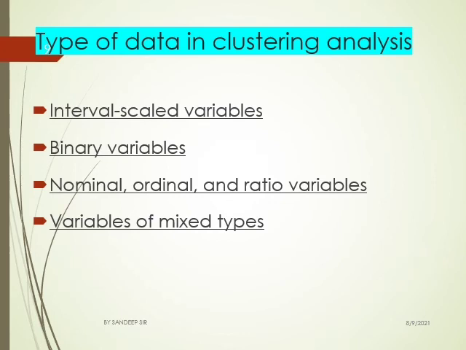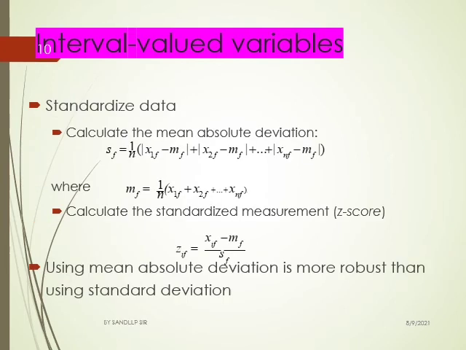So what kind of data can be there in clustering analysis? We can have interval scale variables, binary variables, nominal, ordinal, and ratio variables, and we can also have variables of mixed type. Interval valued variables: let's see what they are. For interval valued variables, we need to standardize the data.